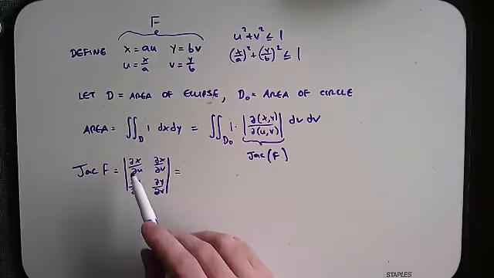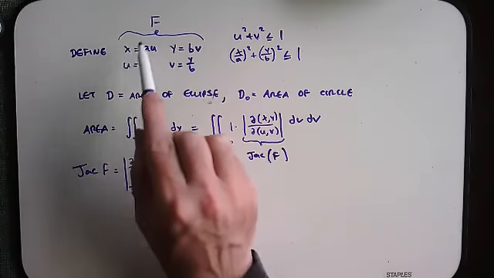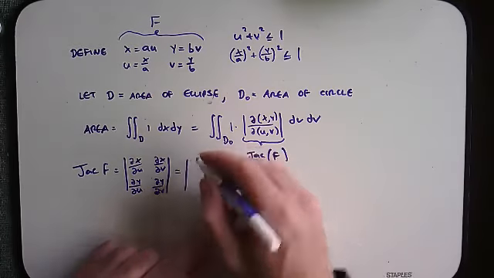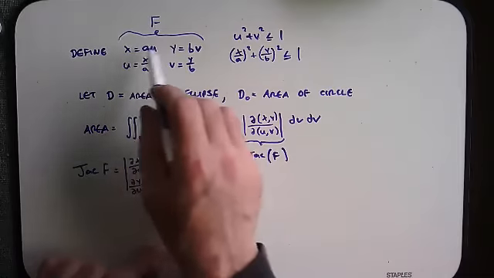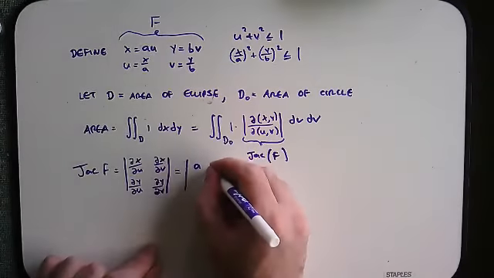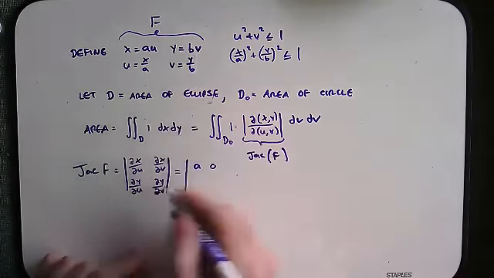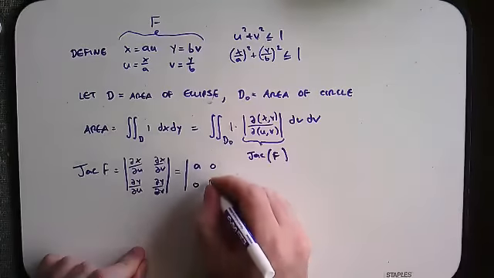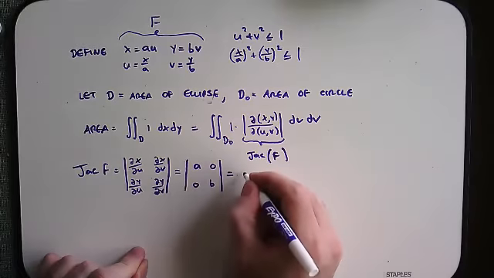Okay, so let's figure out what these things are. Partial x with respect to u: we'll go up here, there's x. x equals a times u, so when we take a partial derivative with respect to u, we'll just get a. And if we take a partial with respect to v, the derivative will just be 0. Likewise, looking at our expression for y, which is b times v, our partial with respect to u is 0, and our partial with respect to v is just b. And so the value of this determinant is just ab.